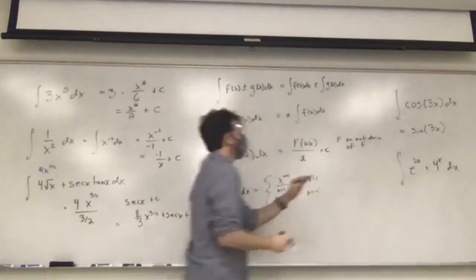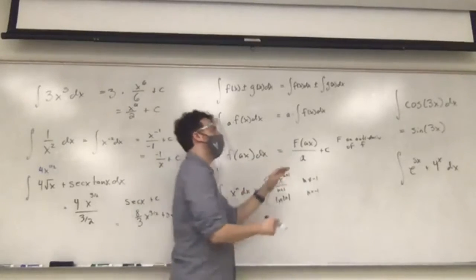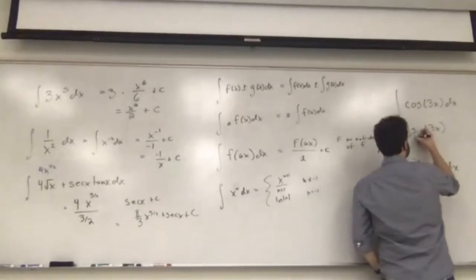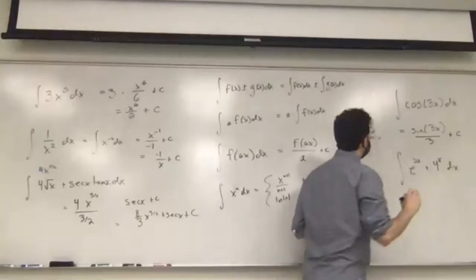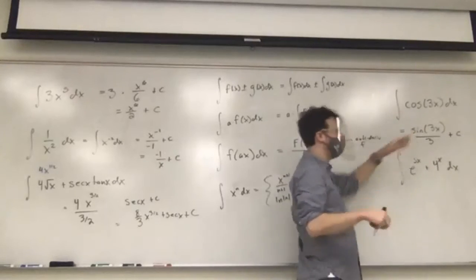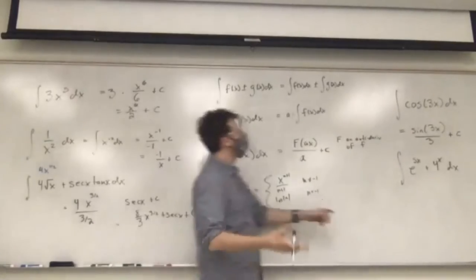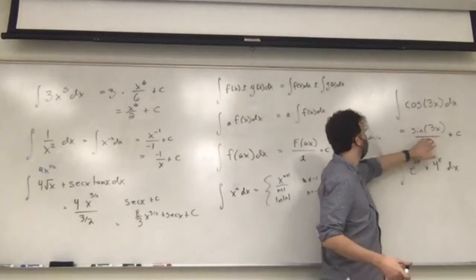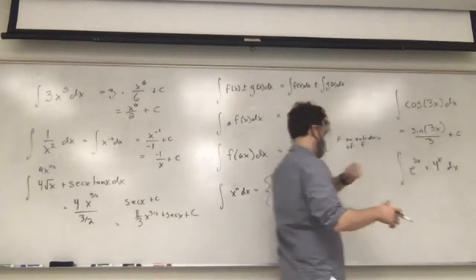But then the 3 that was inside, we divide by that. Said I wouldn't say it, but I am. And if you differentiate this, what happens is the sine becomes cosine, and the chain rule brings out an extra 3, which cancels with the 3 in the denominator to give us no constant up there.